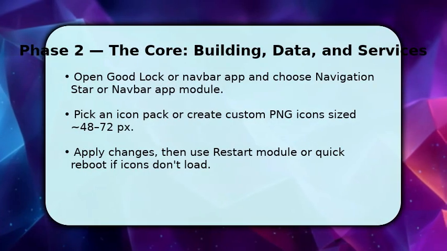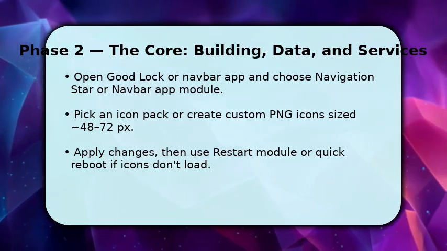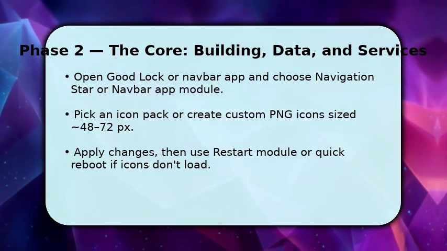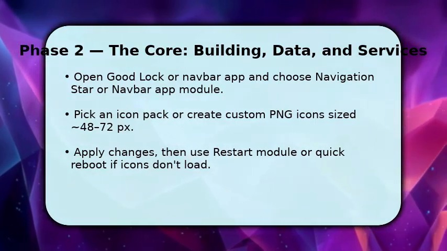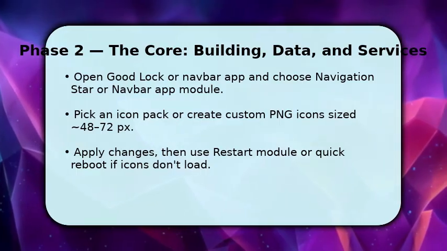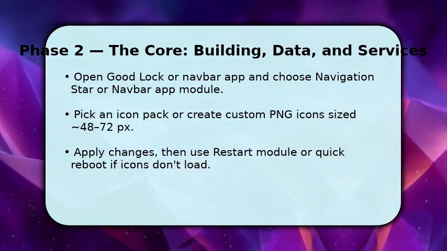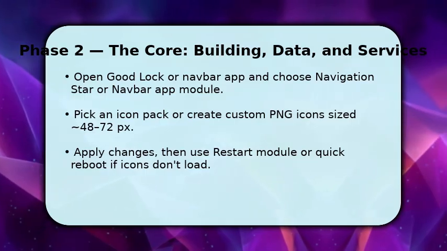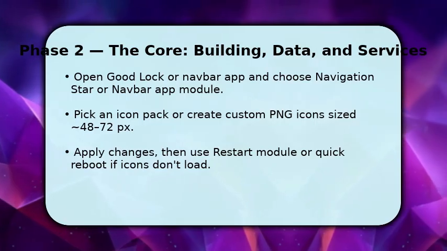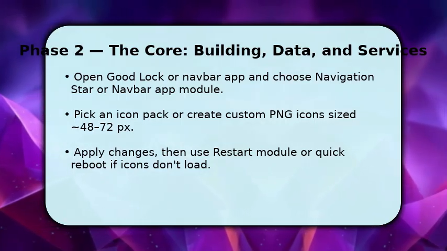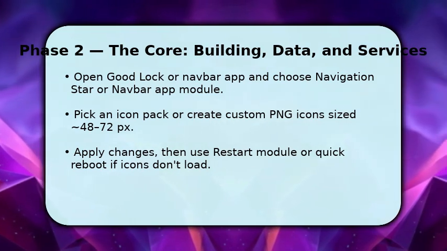You now choose the icon set and apply it. Open the customization module, NavStar in Good Lock or the navbar app you installed, and browse available icon packs. Pick one that matches your contrast and size preferences. If you want unique icons, prepare PNGs around 48 to 72 pixels with a transparent background, then import them. Once applied, tap Save and force the module to restart, since the system often caches navigation assets. If icons don't appear, toggle the navbar type and toggle back.